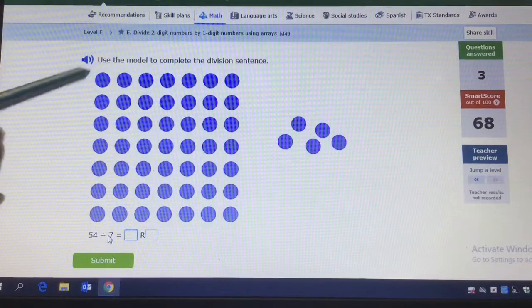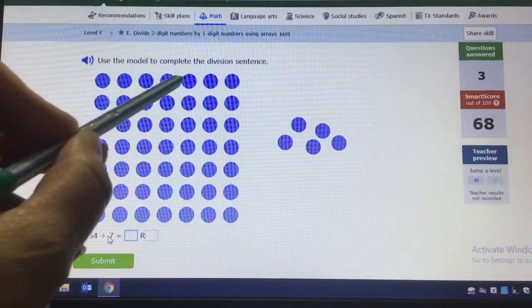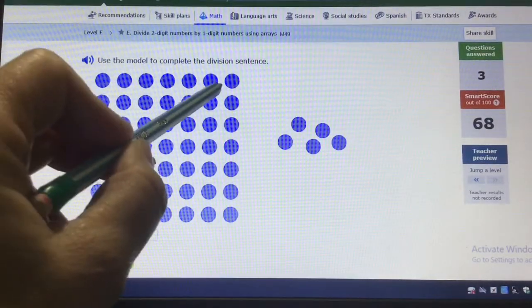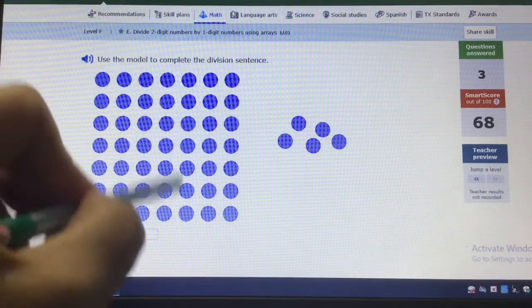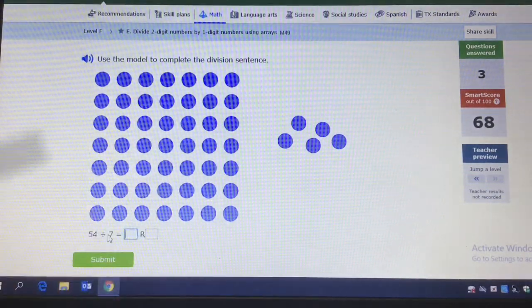So in this case, there's 1, 2, 3, 4, 5, 6, 7. These are your 7 groups. So 1 group, 2 groups, 3 groups, 4 groups, 5 groups, 6 groups, and 7 groups.